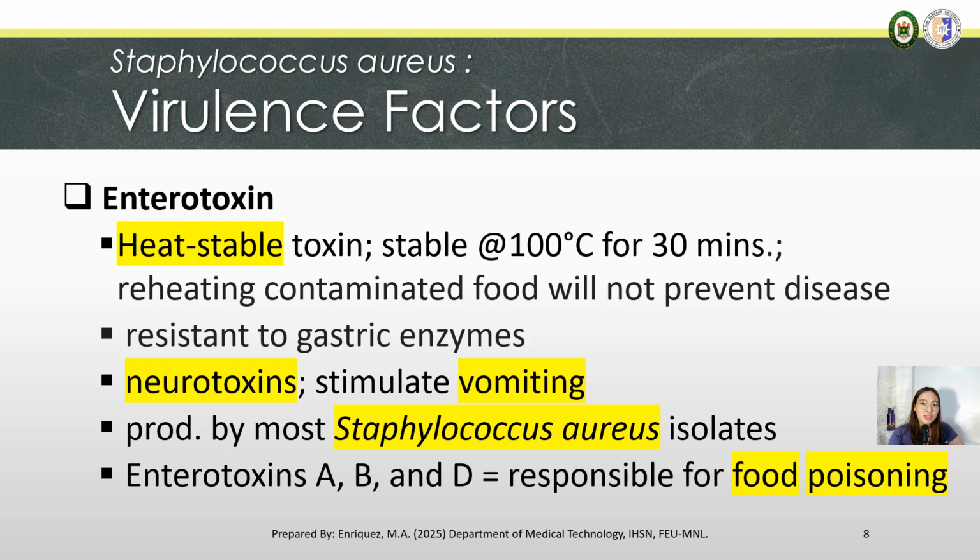Enterotoxins are also resistant to gastric enzymes. So, wala lang sa kanila yung hydrochloric acid ng stomach. They are neurotoxins, all right? So their mode of action is to stimulate vomiting. The most common enterotoxin is enterotoxin A, while enterotoxin B is associated in cases of pseudomembranous enterocolitis, which is often found in contaminated milk products.